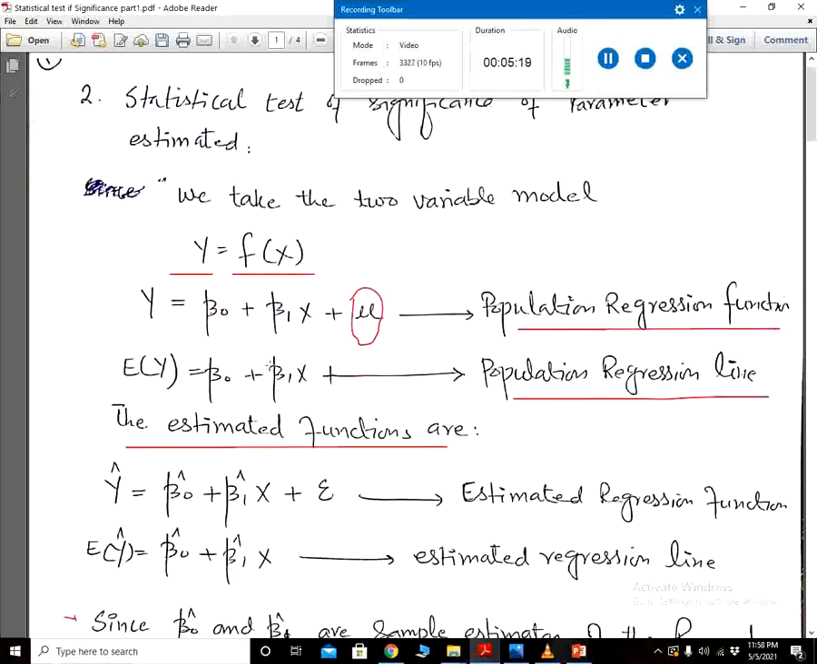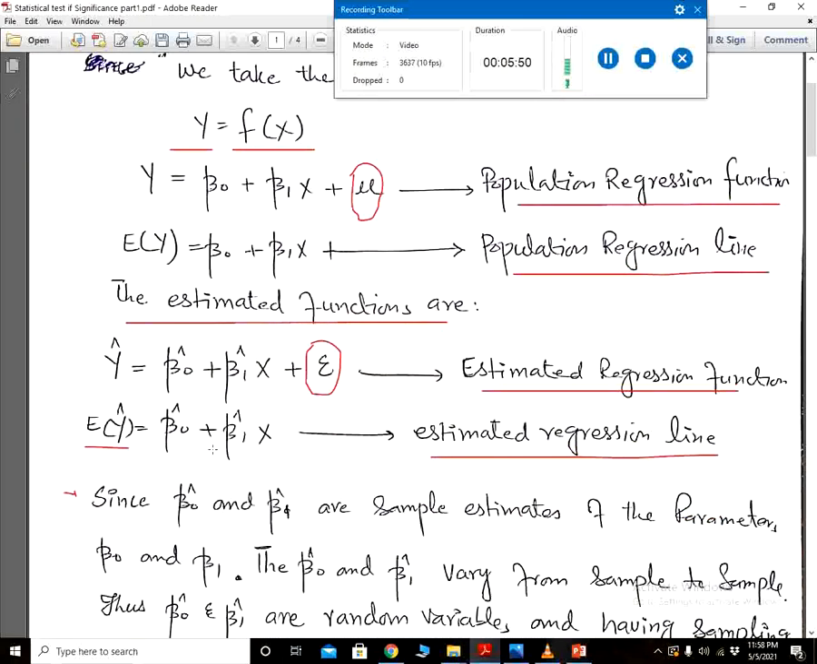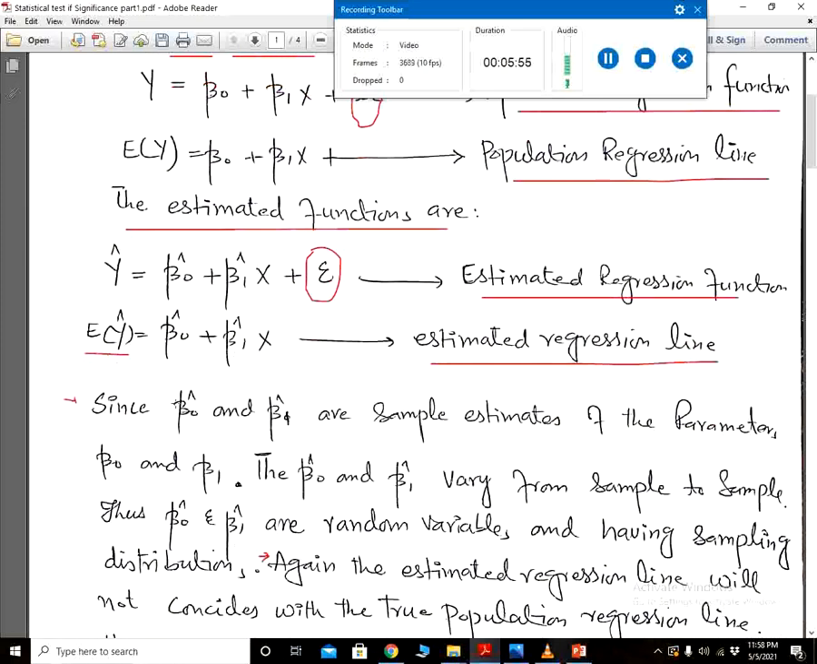The estimated regression function is y cap, that is estimated dependent variable, equal to beta naught hat plus beta 1 hat x plus e, that is the estimated residuals. Again, for the estimated regression line, we take the mean of this estimated regression function, the mean of this residual will be equal to 0, so the estimated regression line will be beta naught cap plus beta 1 cap x. This was our estimation process. We studied it from this slide.